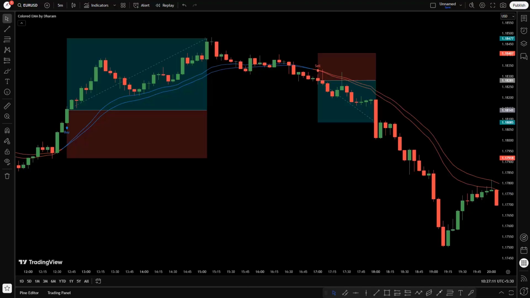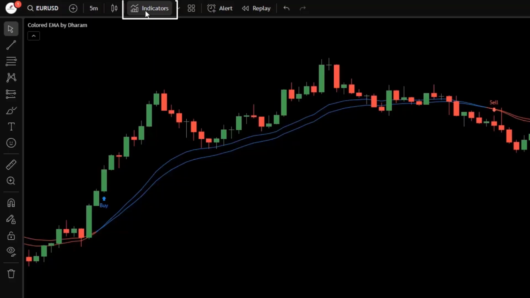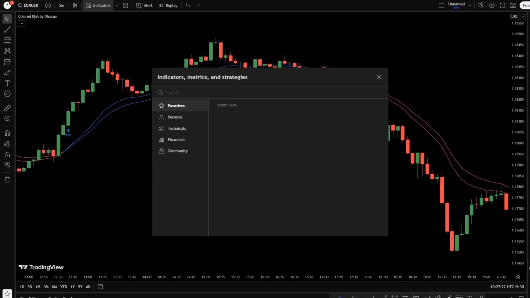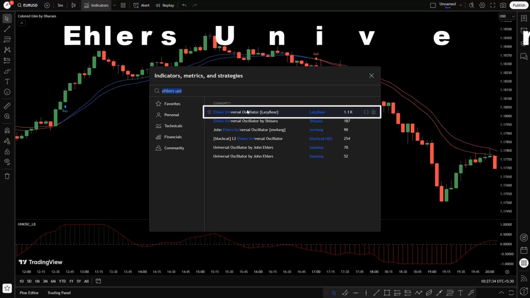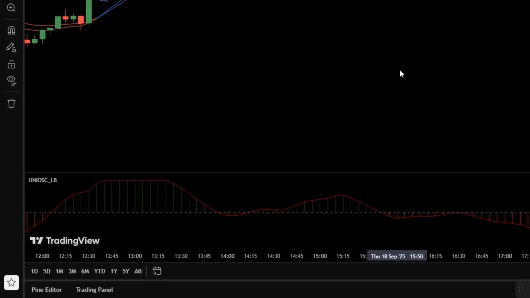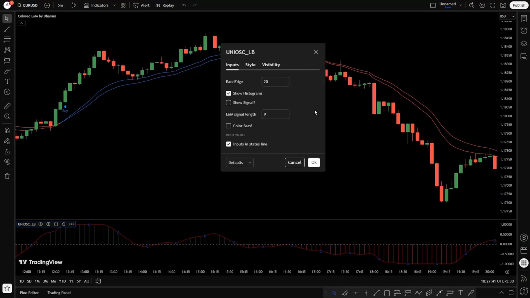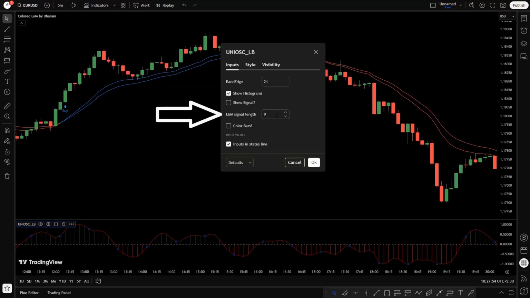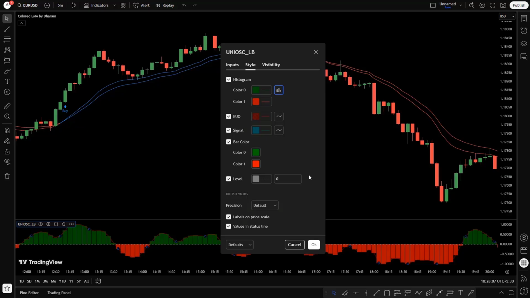Now let's add a second indicator to the chart to make this strategy more profitable. Let's click on TradingView Indicators. Search here for Ehlers Universal Oscillator. We will add this indicator to the chart. Now click on the settings icon of the Ehlers Universal Oscillator indicator. Change the band edge from 20 to 21. Change the EMA signal length from 9 to 10. Tap on Style. Change this setting here. Now everything is correct. Click OK.